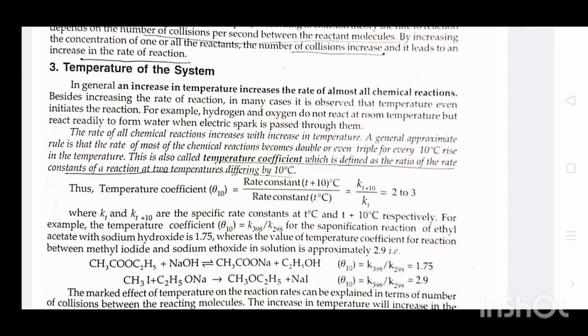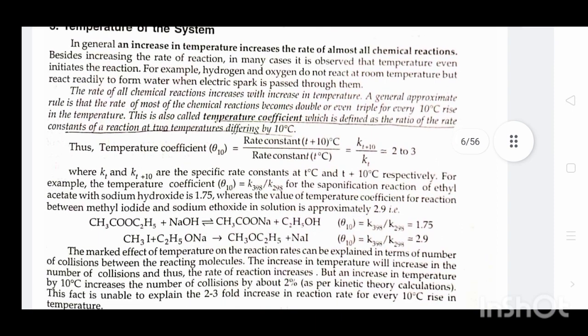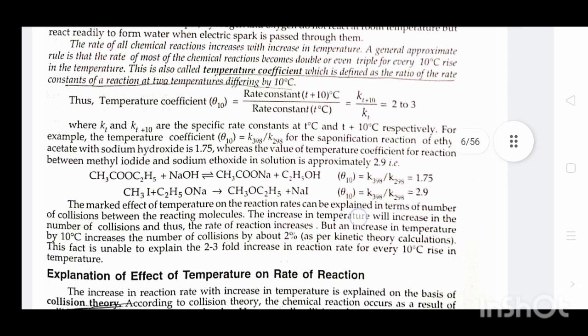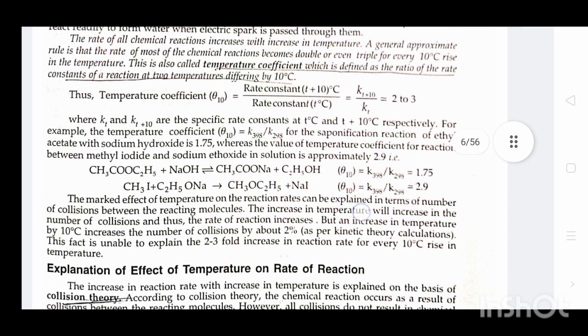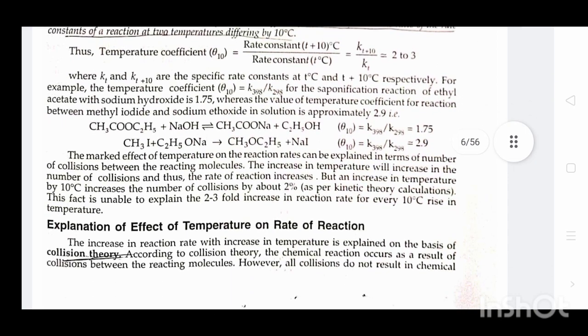Temperature coefficient equals the rate constant at T plus 10 degrees Celsius divided by the rate constant at T degrees Celsius, where K_T and K_T+10 are the specific rate constants at T degrees Celsius and T plus 10 degrees Celsius respectively. For example, the temperature coefficient for the saponification reaction of ethyl acetate with sodium hydroxide is 1.75, whereas the value of the temperature coefficient for the reaction between methyl iodide and sodium ethoxide in solution is approximately 2.9.